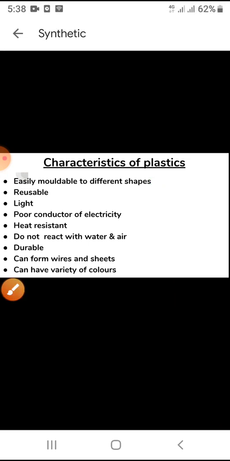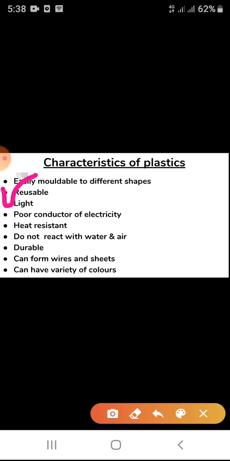Now the second property is that plastic is reusable. How can it be reusable? Plastic can be reused for something else. Plastic does not rust or corrode like metals, like iron. When iron comes in contact with water, it gets rusted, so we can't use that rusted iron again and again. But plastic does not corrode. It is never destroyed, so we can reuse plastic.